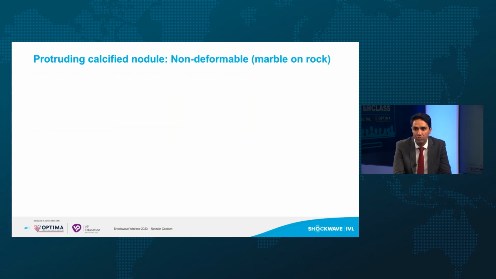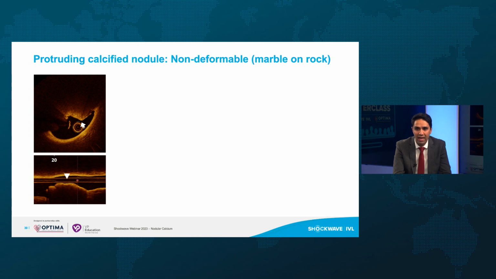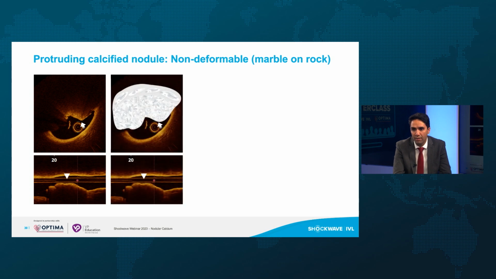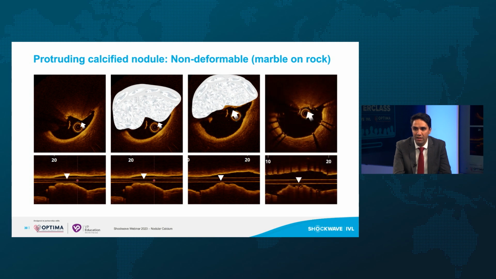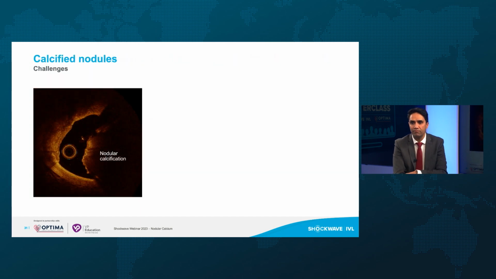Unfortunately, as I mentioned to you, sometimes we are not able to determine whether this is a protruding nodule on top of lipid or a protruding nodule on top of calcium. And here's an example of a marble on top of a rock. This is an entirely calcified base. When we try to inflate and push the balloon, it barely moves. And finally, when we place a stent, you see a very eccentric stent expansion with a modest but reasonable improvement in the minimal stent area.